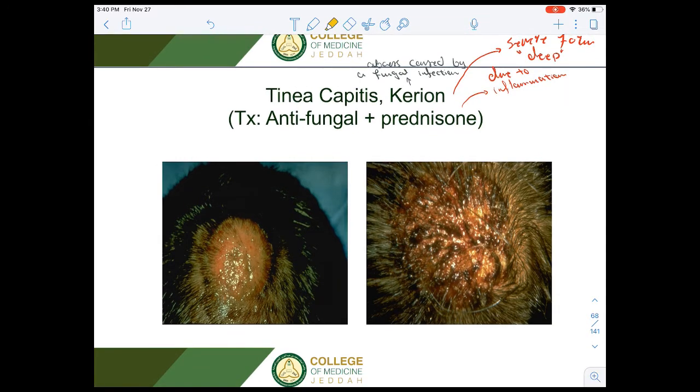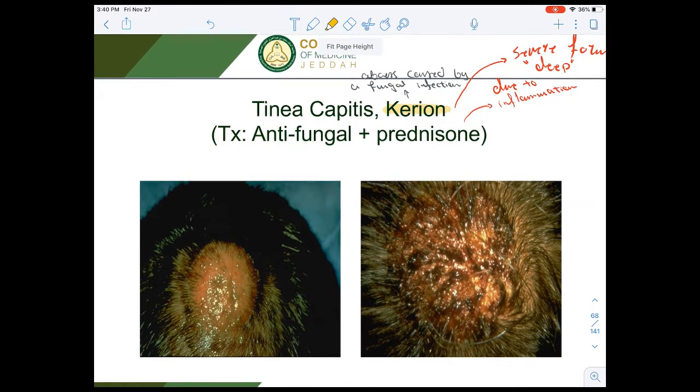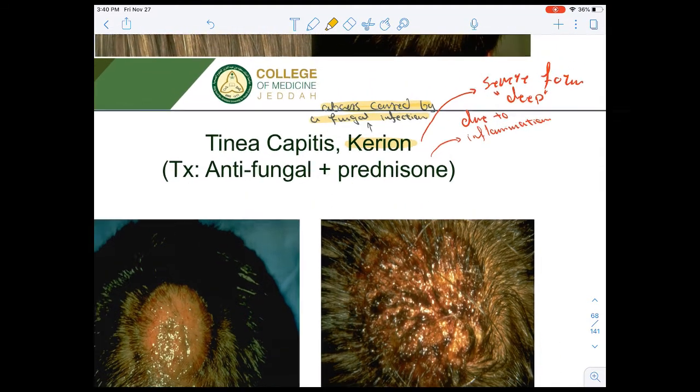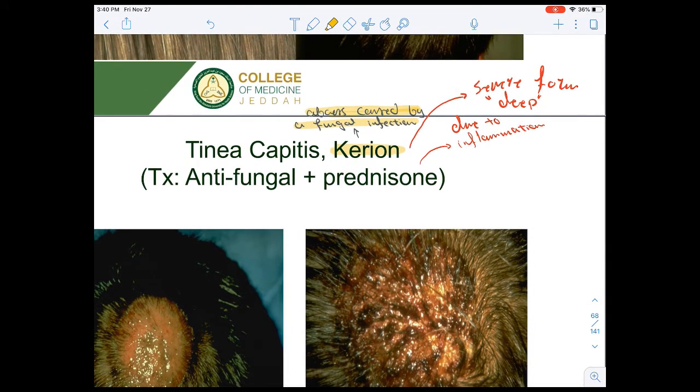And then, of course, one thing that is specific about the inflammatory type of tinea capitis is known as a kerion. And a kerion is an abscess that is caused by a fungal infection, right? So since it's an inflammatory lesion, it would eventually result in an abscess, and that abscess is known as a kerion. And this is a severe form. So in the severe, deep form of tinea capitis, you would definitely see a kerion.